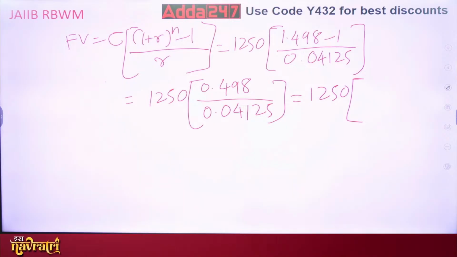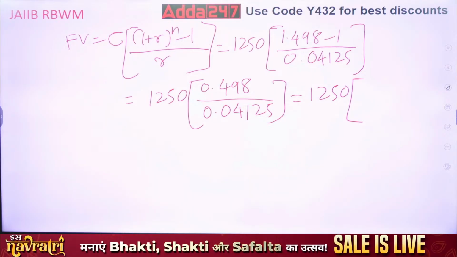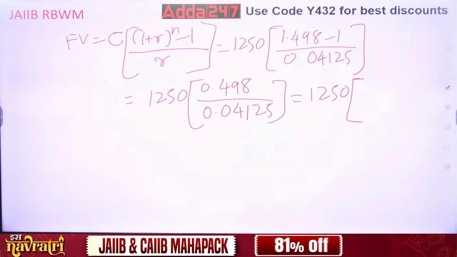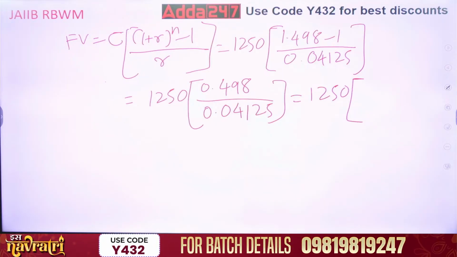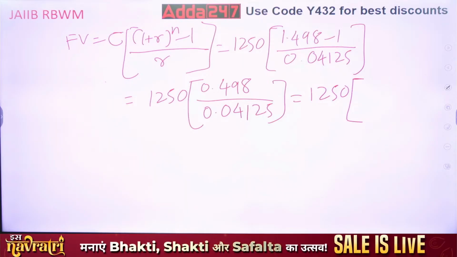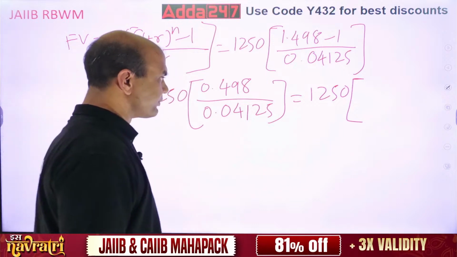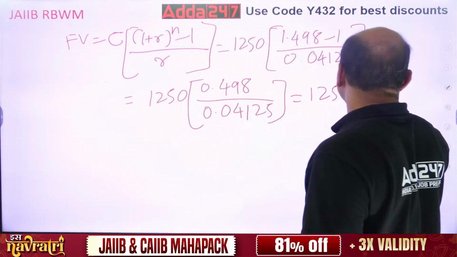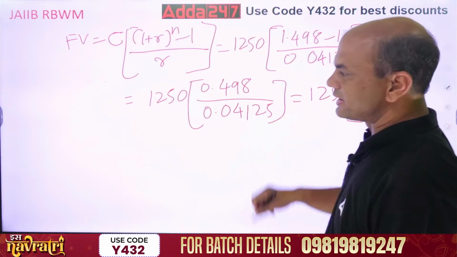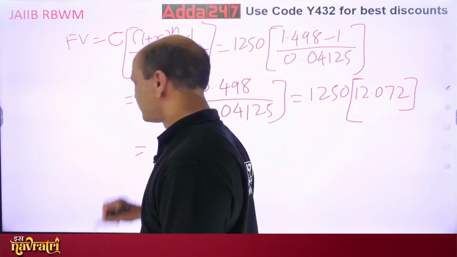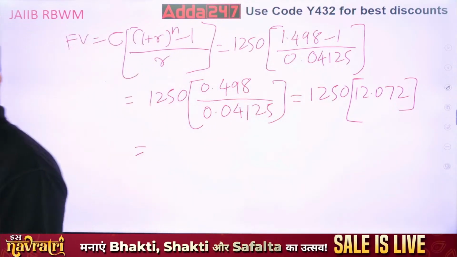Who's getting the answer? 0.498 divided by 0.04125 is 12.072. Are you getting this? 12.072. Everyone? Get the answer. Multiply this. What are you getting?